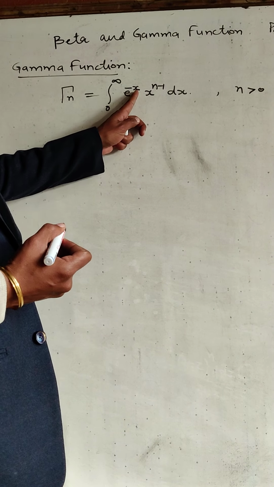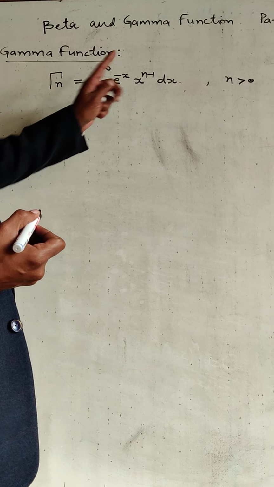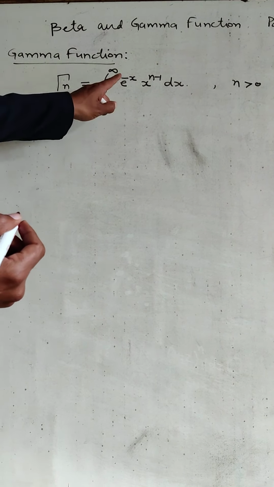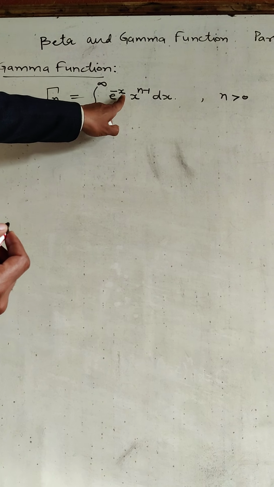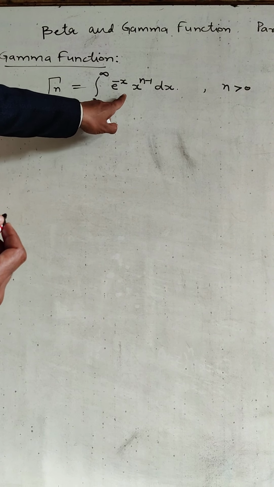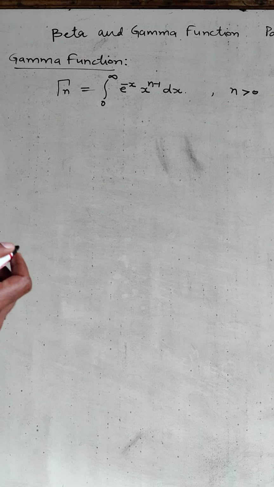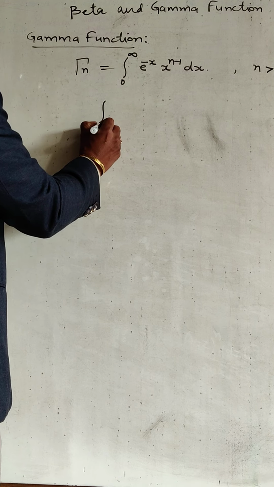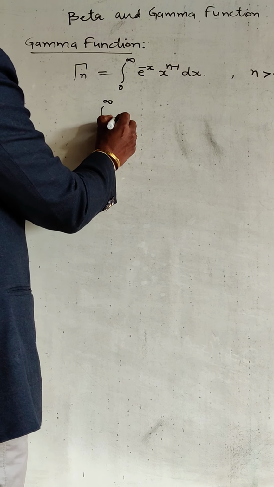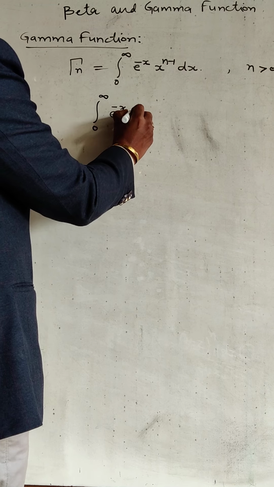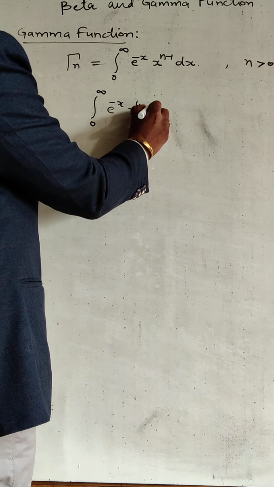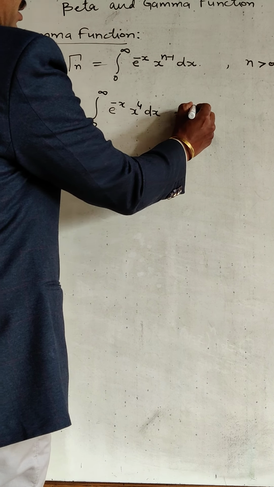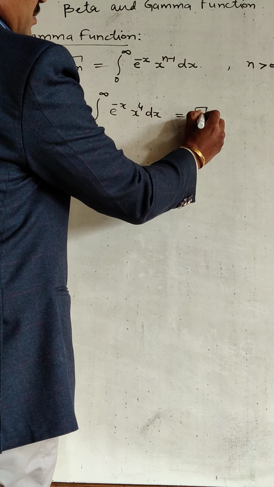If there is any multiple of the variable or the power of the variable, then we have to remove that power or multiple in the form of a new variable by substitution, and then we can write it in the form of gamma function. Like suppose we have this integral e raised to the power minus x raised to the power 4 dx, then using the definition, it is gamma of 5.